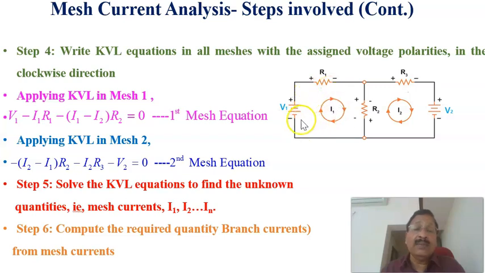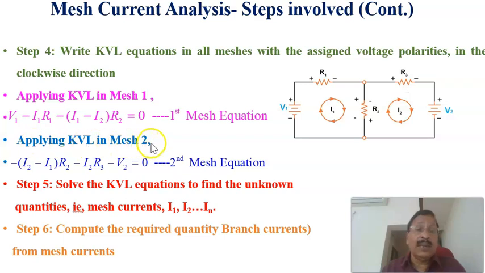Therefore, if you write the KVL equation here, V1 is the voltage, then here the drop is I1 into R1, so minus I1 R1. Again, this is also a drop. I1 minus I2 is the current through the resistance R2. Therefore, minus (I1 minus I2) into R2, that is equal to 0. That is the first mesh equation.